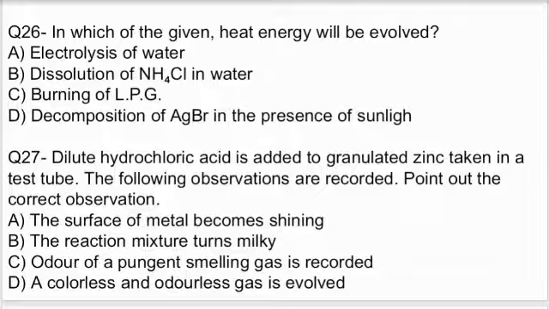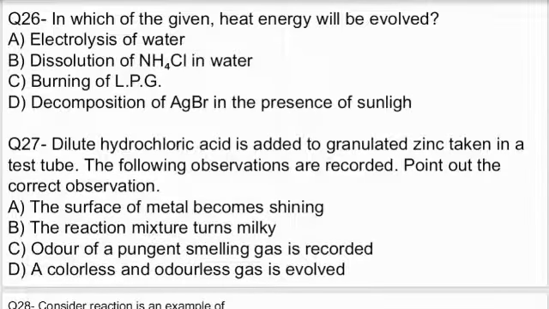The next question. Dilute hydrochloric acid is added to granulated zinc taken in a test tube. The following observations are recorded. Point out the correct observation. The options are: the surface of metal becomes shining, the reaction mixture turns milky, odor of pungent smelling gas is recorded, and the last option, a colorless and odorless gas is evolved. The correct option is D, a colorless and odorless gas is evolved.